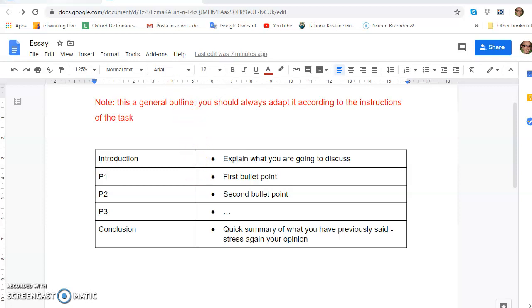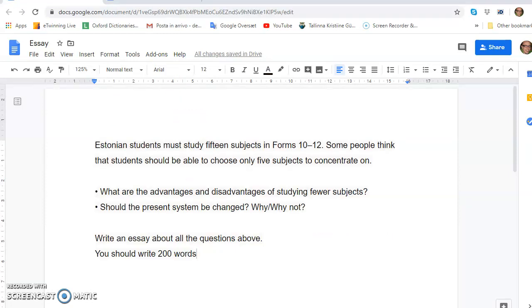Now, I took as a sample a task that was assigned in last year's final examination, and it was precisely an essay. Let's have a look at the instructions. Estonian students must study 15 subjects in forms 10 to 12. Some people think the students should be able to choose only 5 subjects to concentrate on. And here now you have the 2 bullet points. What are the advantages and disadvantages of studying fewer subjects? And secondly, should the present system be changed? Why or why not? You need to write an essay and you should write about 200 words.